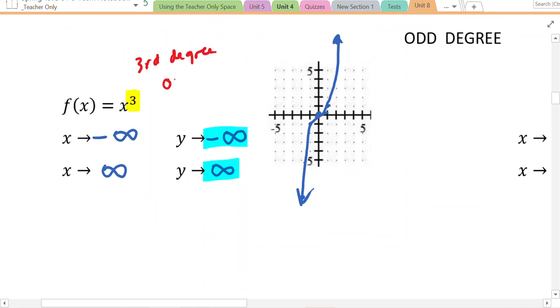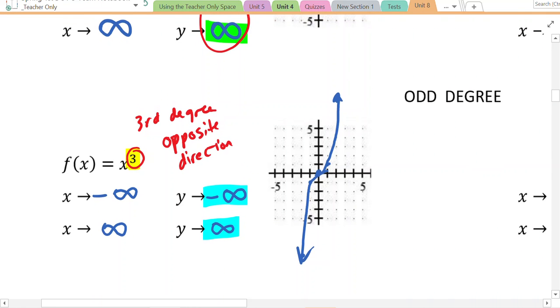Opposite direction. And that's because it's third degree. And then our leading coefficient is 1 again, which is greater than 0, which means it's going to have a positive slope, which means it goes up from left to right. So it's a positive slope.